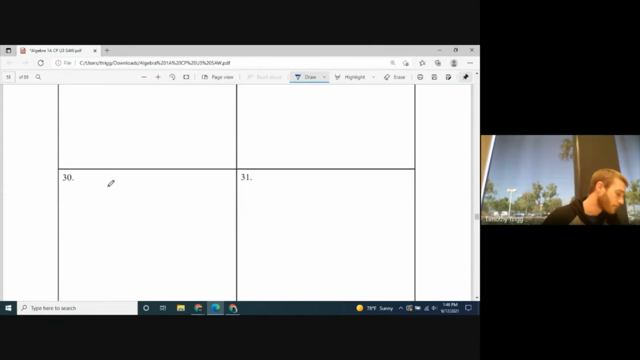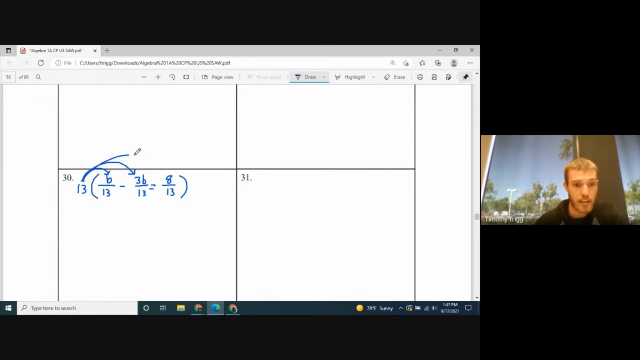Okay, number 30. Here we have some more fractions. So we have b over 13 minus 3b over 13 equals 8 over 13. So here all the denominators match. So what we want to do when we have multiple fractions, we always multiply by the lowest common denominator. But since they're all 13ths, you're just going to multiply by 13. And that's actually going to make it really easy, because when we multiply each of these terms by 13, it actually cancels that denominator.